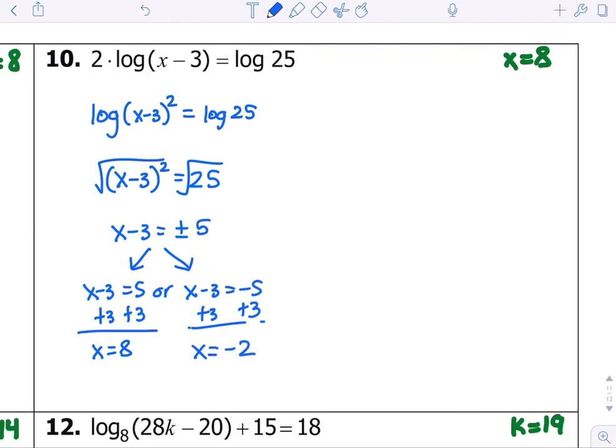So let's plug them in. Now if we plugged in negative 2 into here, notice that we're going to get a negative number inside of those parentheses. So it can't be this one, but if you plug in 8 into there, it will give us a positive, which is fine. So x is going to equal 8.